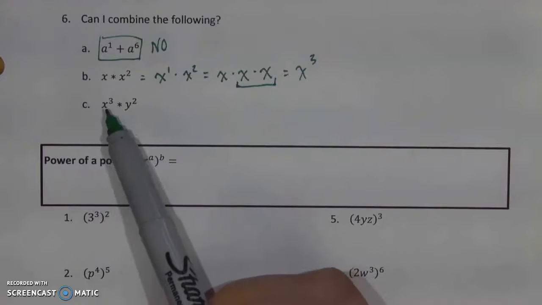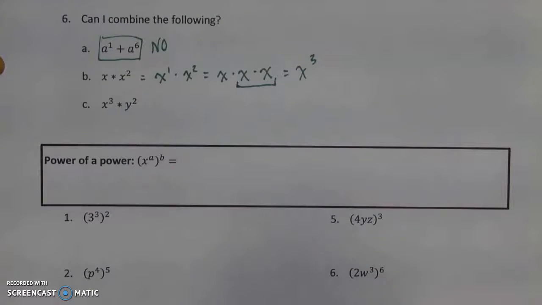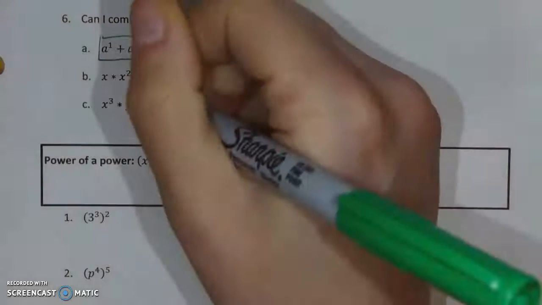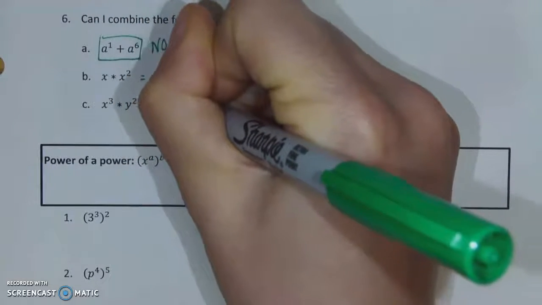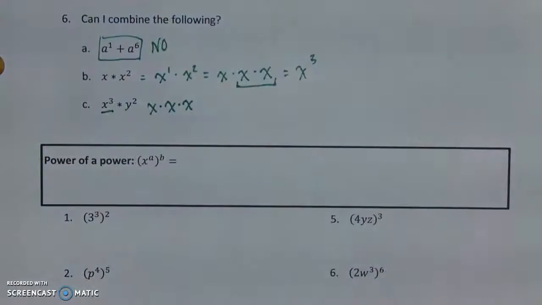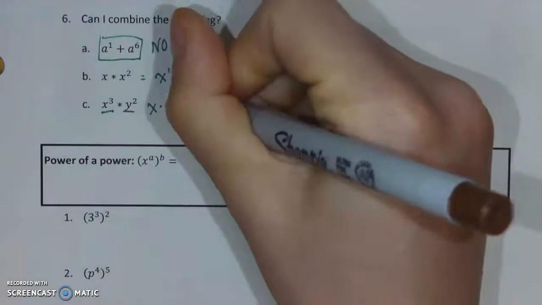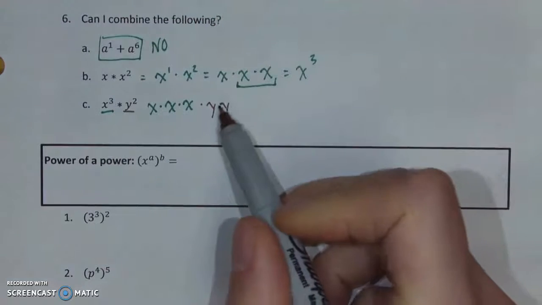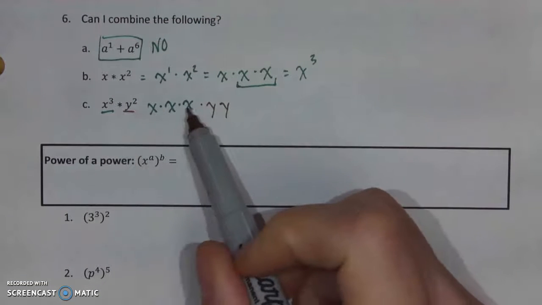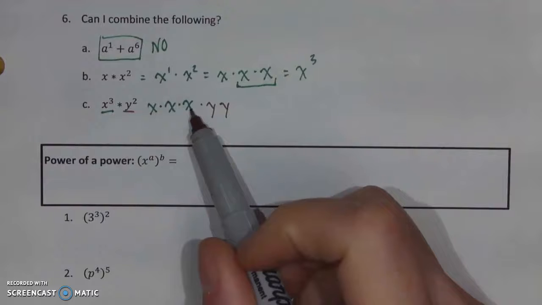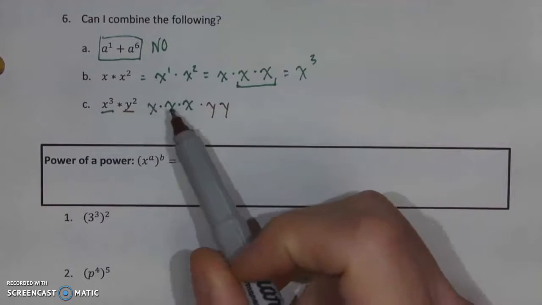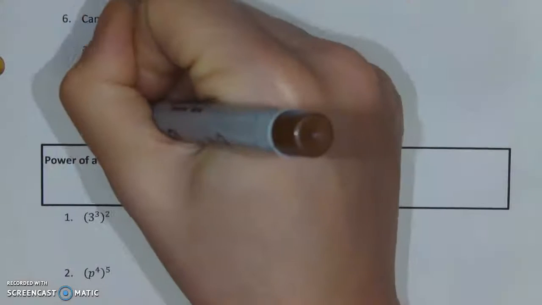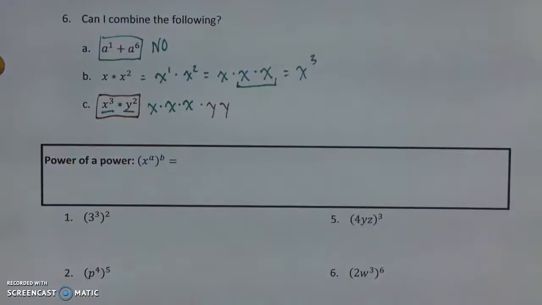Last but not least, we have x to the third times y to the second. Can these be combined? Well, no, because they have unlike bases. Here, if I wrote this out, I've had x times itself 3 times, and I also have y times itself 2 times. Well, this doesn't really combine because these are unlike things. I can't just say x to the fifth or y to the fifth, because I'd be missing one of the variables. So leave it as your x to the third times y squared and move on.